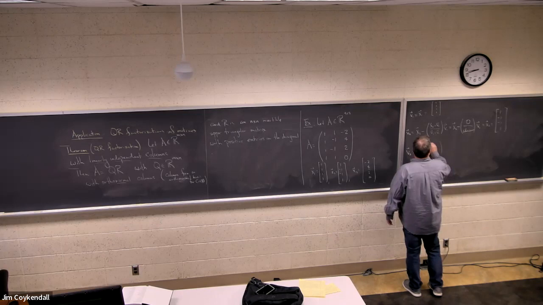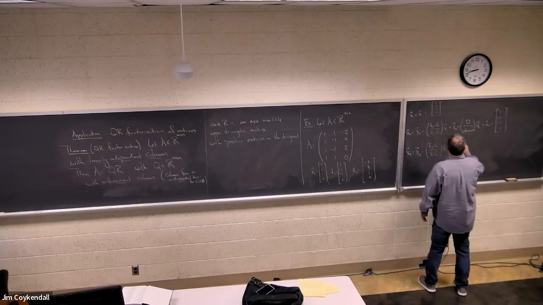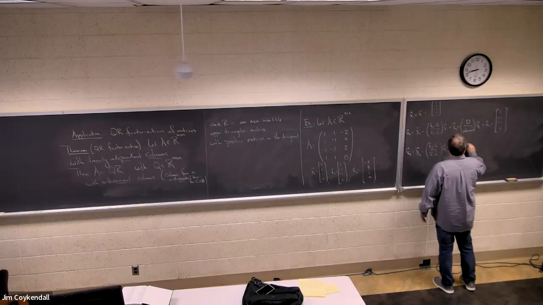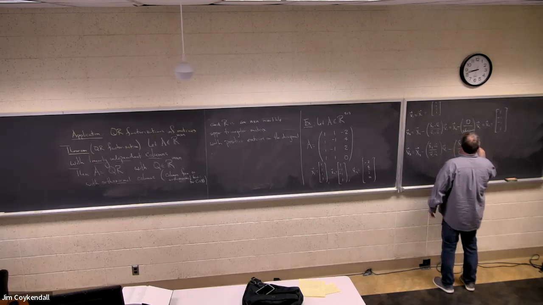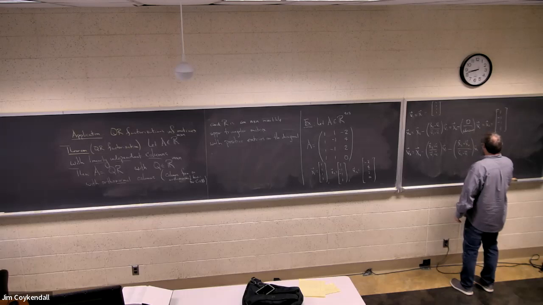Let's see, X3 dotted with V1, or V1 dotted with V1. And now let's do it here. X3 dotted with V2, V2 dotted with V2. Okay, so let's figure out what the fractions are.